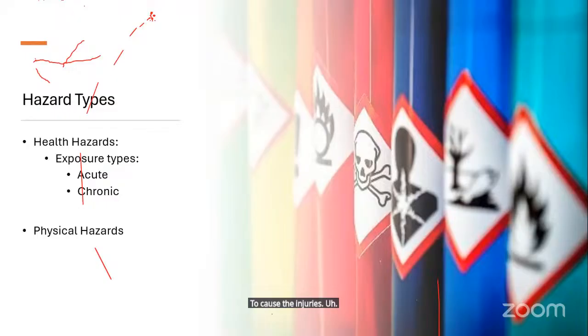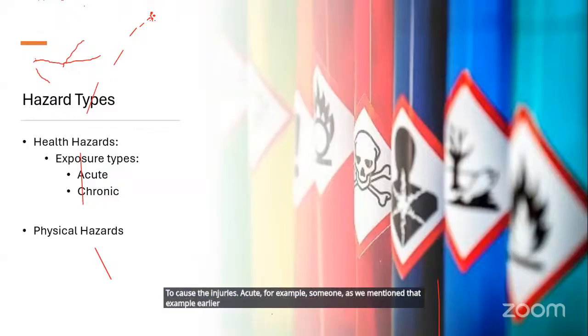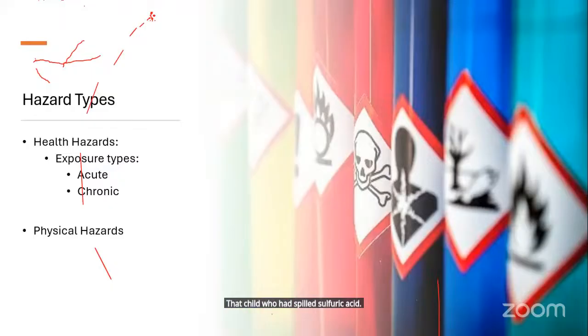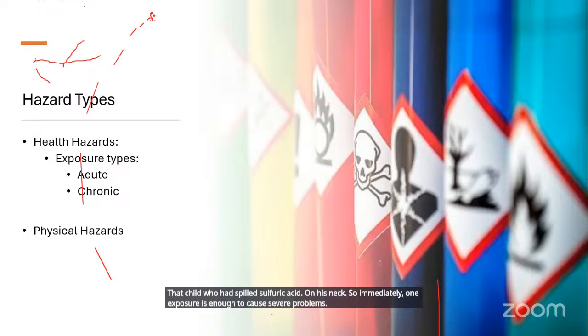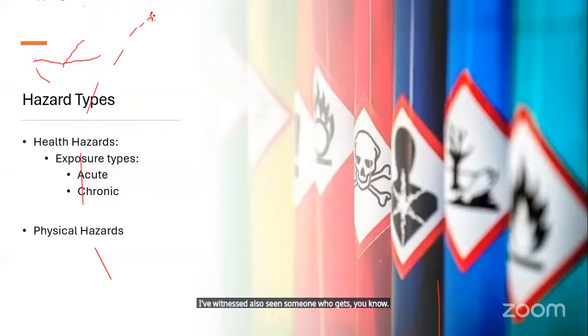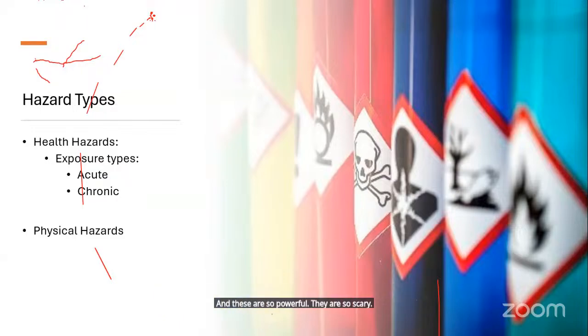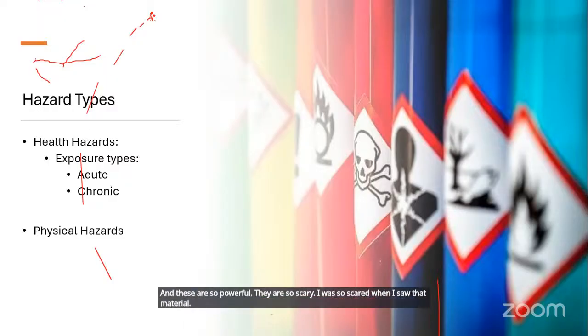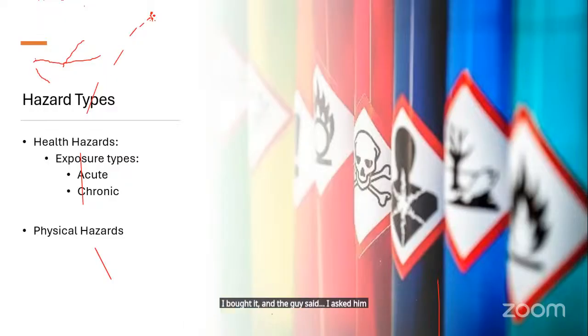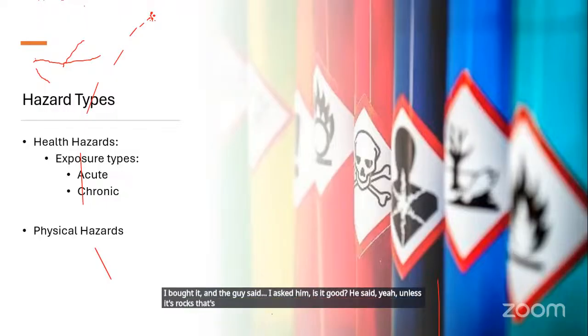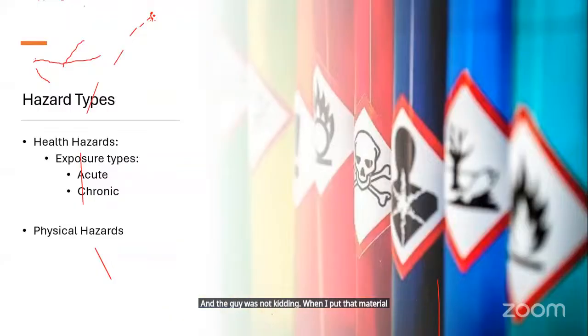Acute, for example, as we mentioned earlier, the sulfuric acid, that child who spilled sulfuric acid on his leg. So immediately, one exposure is enough to cause severe burns. I've also seen, in the market, you can go and buy a chemical for your clogged drain. And these are so powerful. They are so scary. I was so scared when I saw that material. I bought it, and I asked the guy, is it good? He said, yeah. Unless it's rocks that's clogging your sewage, it will melt it. And the guy was not kidding. When I put that material in the drain, I saw the reaction, and in no time it just melted everything. It was just too scary.